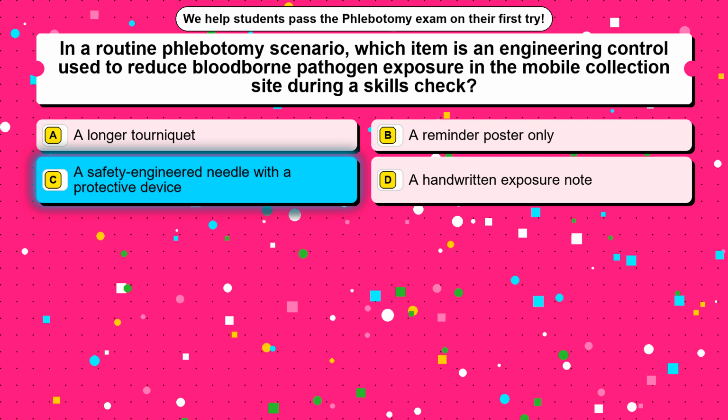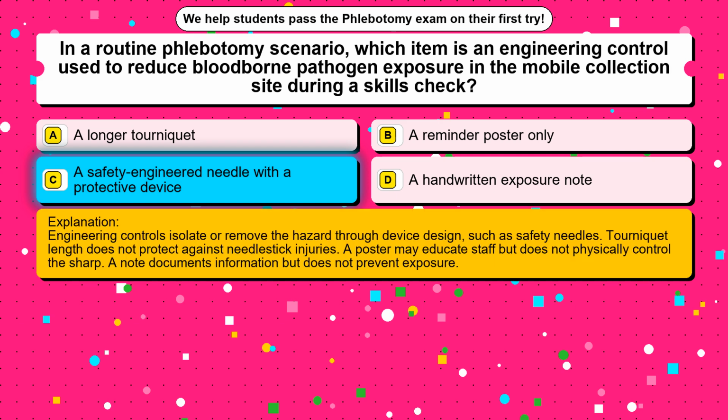The correct answer is option C. A safety-engineered needle with a protective device. Engineering controls isolate or remove the hazard through device design, such as safety needles. Tourniquet length does not protect against needle stick injuries. A poster may educate staff but does not physically control the sharp. A note documents information but does not prevent exposure.